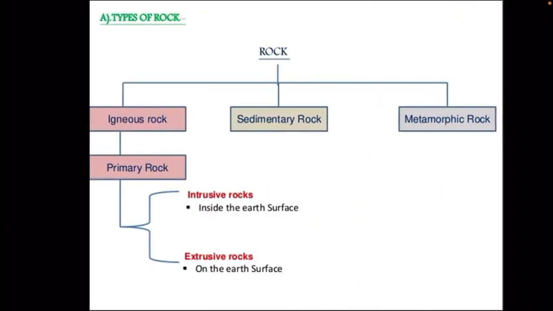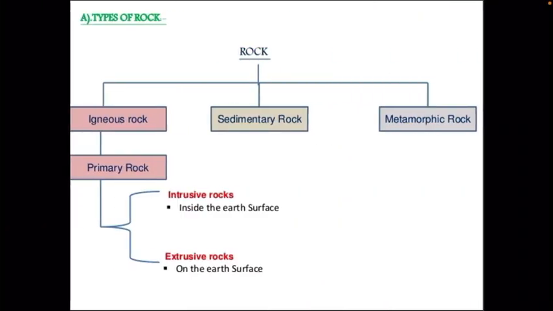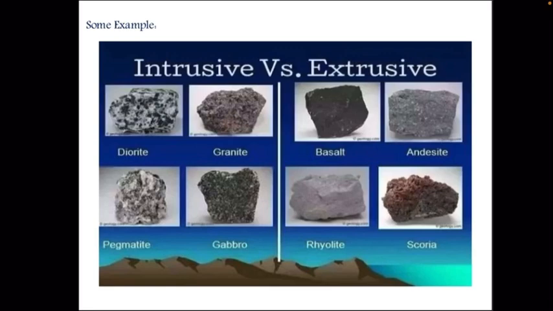Then, here are some examples of intrusive and extrusive. Intrusive rocks are diorite, granite, gabbro, pegmatite, whereas the extrusive rocks are basalt, andesite, rhyolite, scoria. These are some of the examples of intrusive igneous rocks and extrusive igneous rocks.